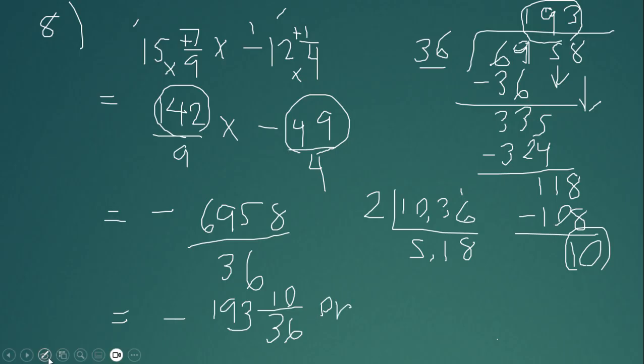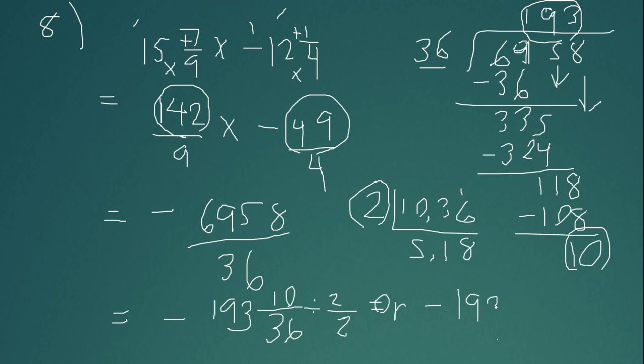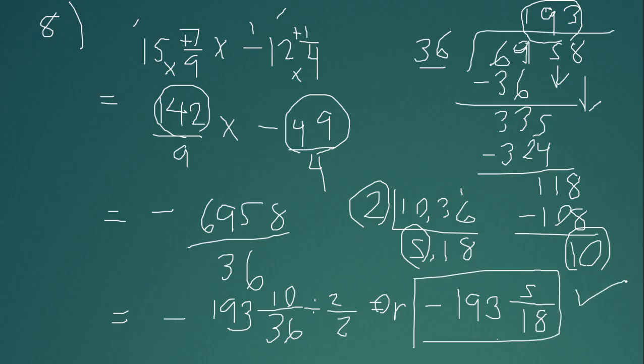Divide both sides by 2. Both sides by 2. This one. Or, ang sagot natin ay negative 193, 93, 5, 18. Our final answer for this number 8.